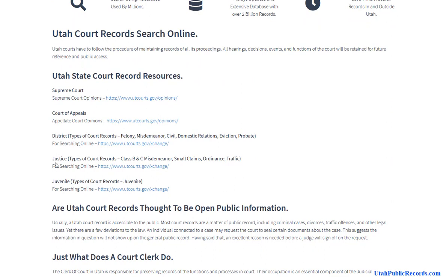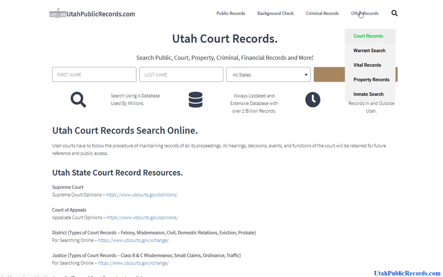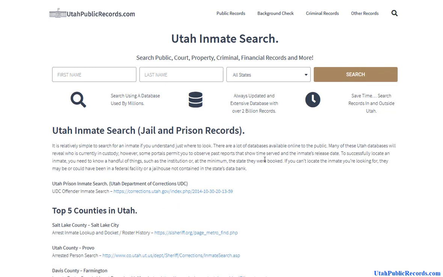For instance, district court and justice court typically will take care of most of the felony and lower end types of crimes. And you can research a particular situation or a particular person using court records. So this just gives you a couple of different options when it comes to both locating inmates and just finding out more information regarding maybe a particular situation or their history in general.